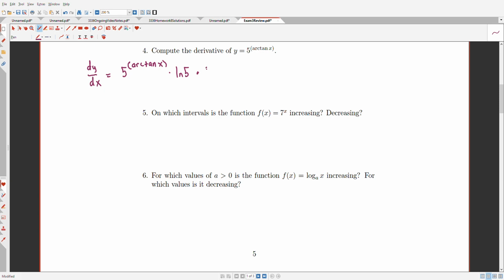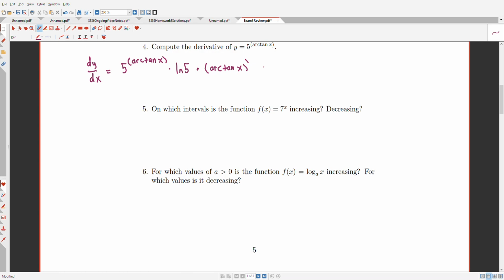And the chain rule says we have to multiply by the derivative of arctangent. So this really is asking, do you remember the derivative of these exponential functions? And do you remember the derivative of arctangent? So I'm going to write that natural log of 5 first, and it's times 5 to the arctangent. And then the derivative of arctangent is this lovely expression, 1 over 1 plus x squared. So that would be my final answer.